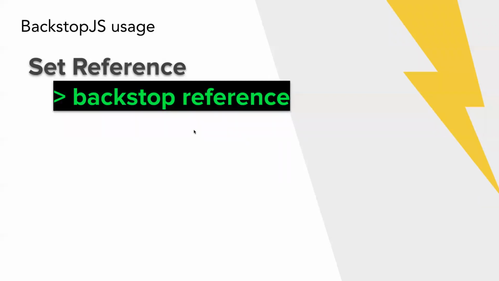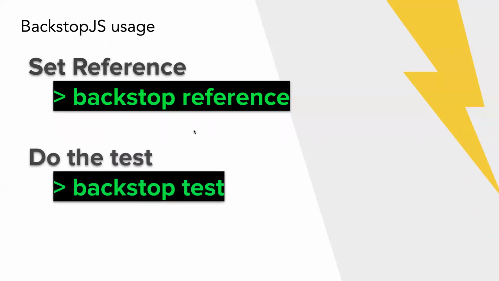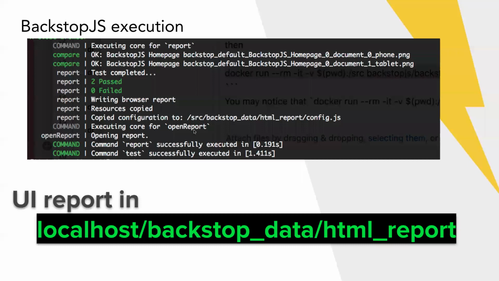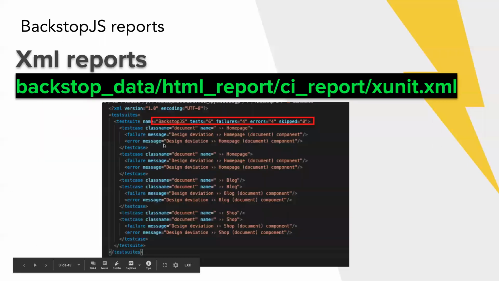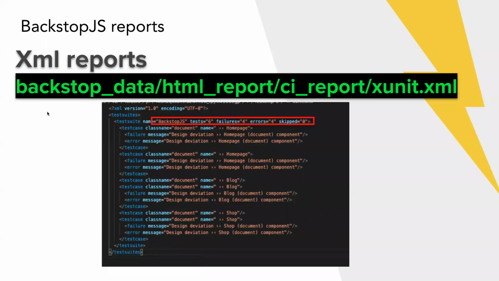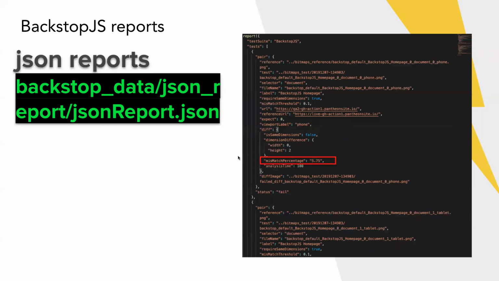To initialize the testing, you need to run the backstop reference command, and to do the actual test, you run the backstop test command. When it's in execution, you're going to see reports like this, and your output will be located in backstop_data, HTML report. For XML reports, you're going to get something like this, as well as in JSON, where you can parse the results that you need.